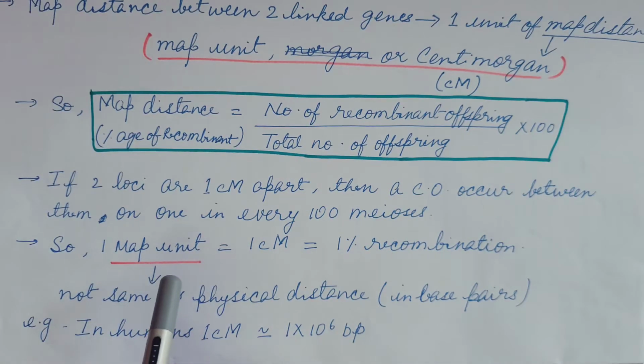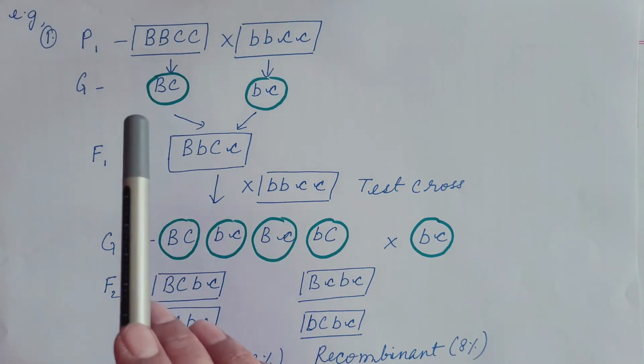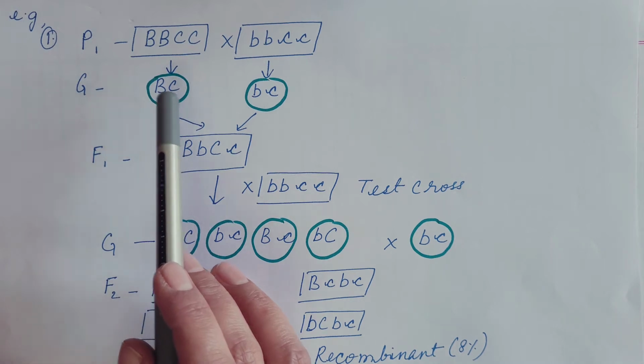This map unit is not the same as the physical distance, which is expressed in base pairs. For example, in humans, 1 centimorgan is approximately equal to 1 into 10 power 6 base pairs. Let us understand this with the help of an example.